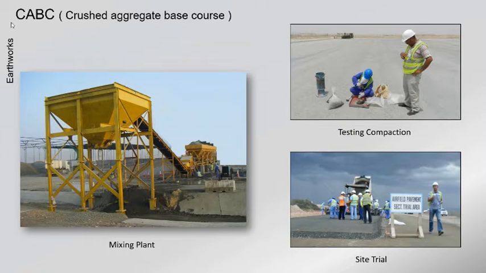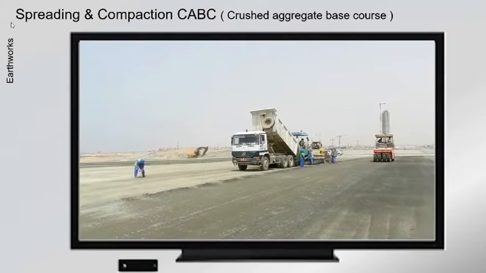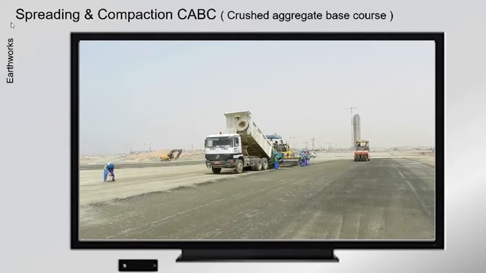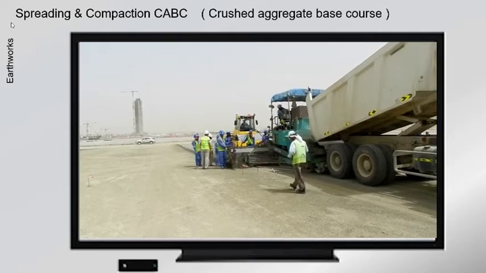Crushed aggregate base course. The crushed aggregate base course is produced by the accurate proportioning and blending of 4 aggregate sizes and water using an aggregate stabilizer batching plant.